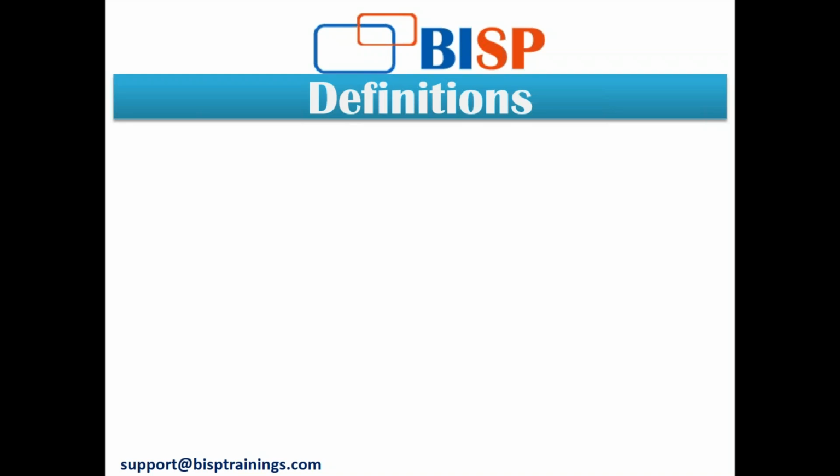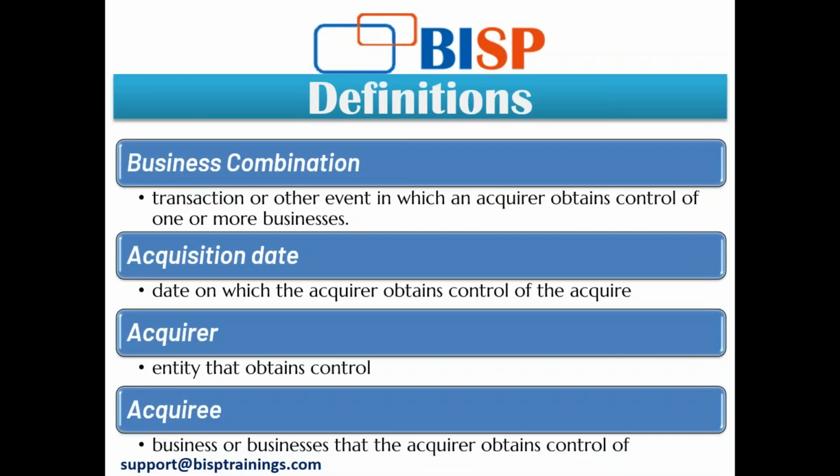Before we start the whole session, there are certain things that we need to have clarity on. We'll be going through the definitions that are provided, which we'll be coming across again and again while we are going through this IFRS 3. There are four basic definitions that are used again and again over the whole standard. First is business combination.